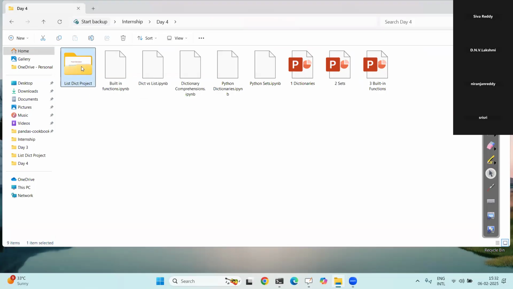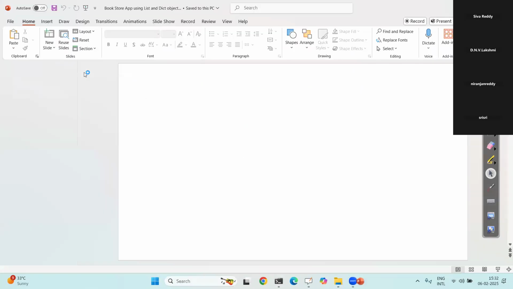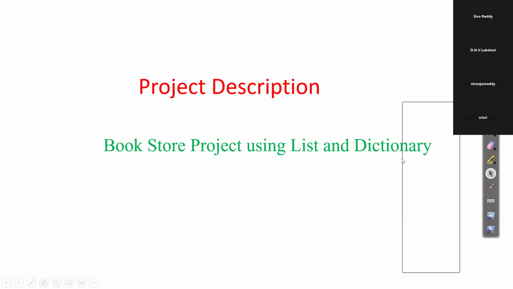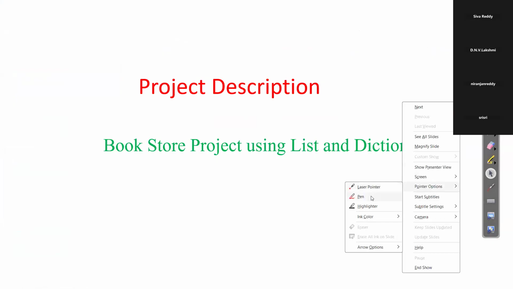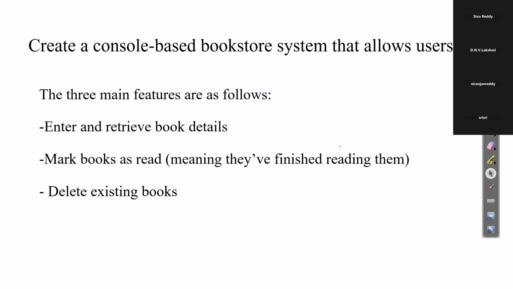See here. What is my problem statement to create a project? Everyone listen carefully. Okay. Now we are going to start a project on Bookstore. I'm going to start a project on Bookstore using a list object as well as a dictionary object. Now, in order to create a console-based bookstore, what are the features I want? I wanted to enter the books and I wanted to retrieve the books. I wanted to add the book and retrieve the book.